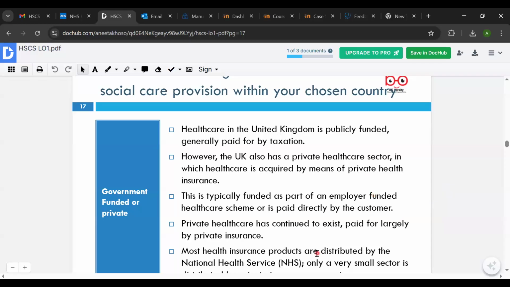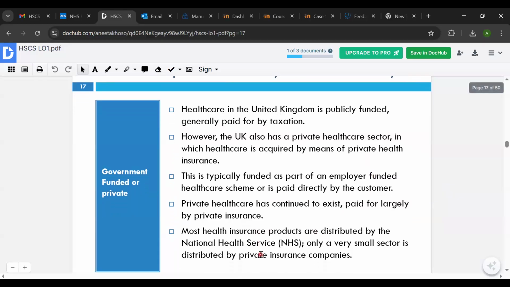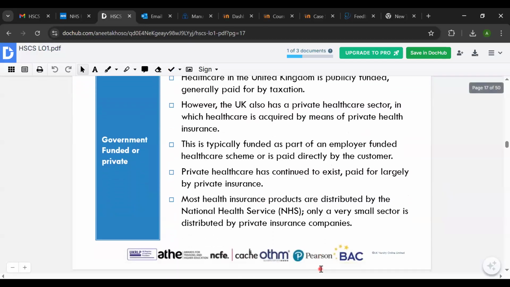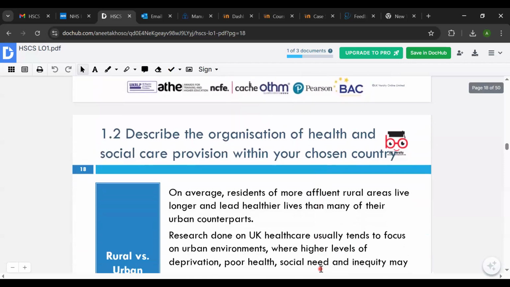Private healthcare has continued to exist and is paid for largely by private health insurance, which makes it easier for people to access health. Most health insurance products are distributed by the NHS. Only a very small sector is distributed by private insurance companies, but they're still there.